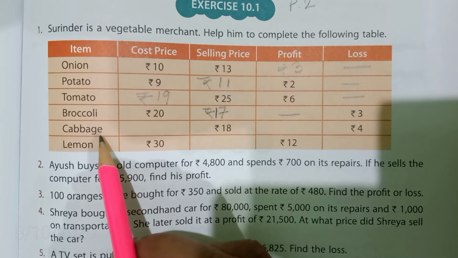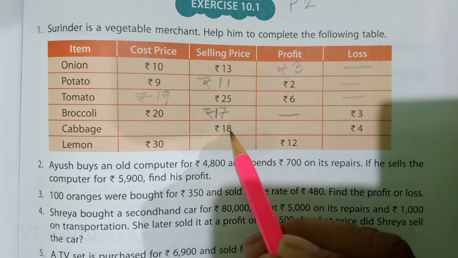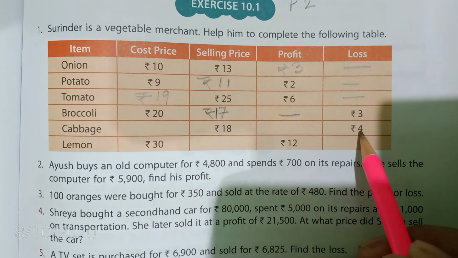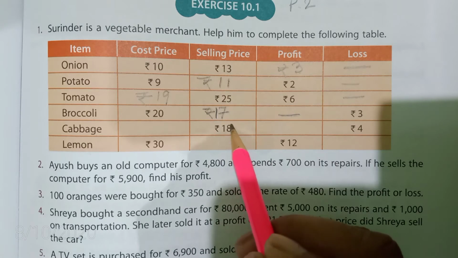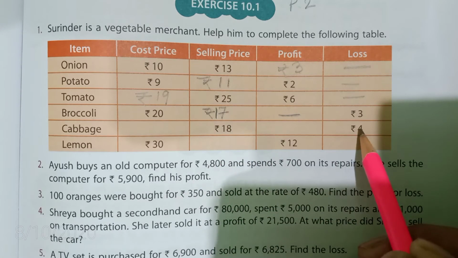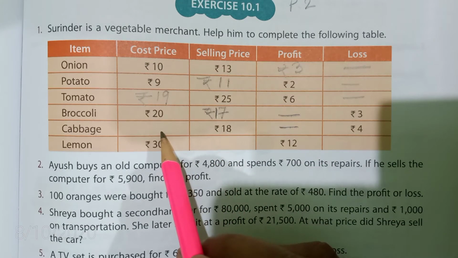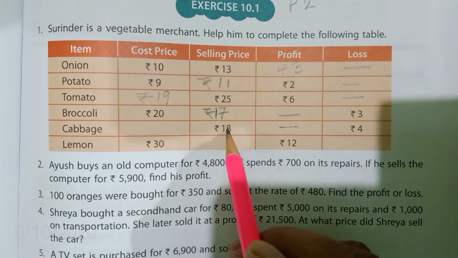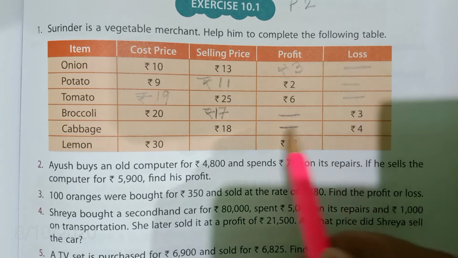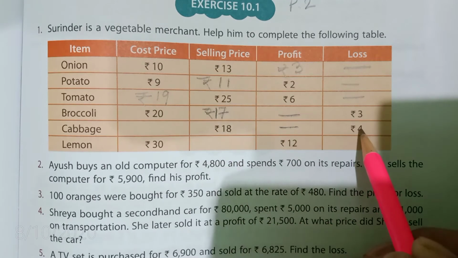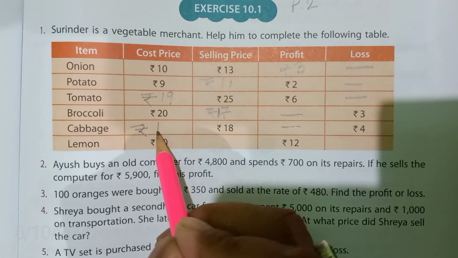Now cabbage, cost price you have to find. Selling price is given ₹18 and loss is given ₹4. Then cost price equal to SP minus loss. SP is ₹18 minus loss ₹4. 18 minus 4 equal to ₹14.